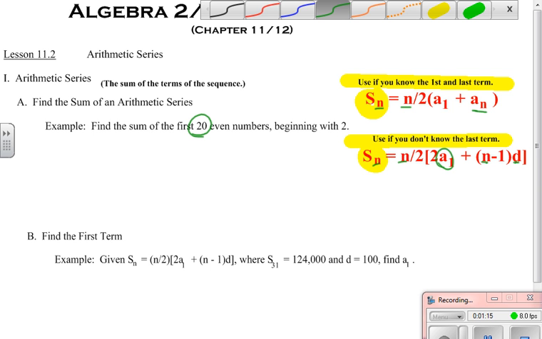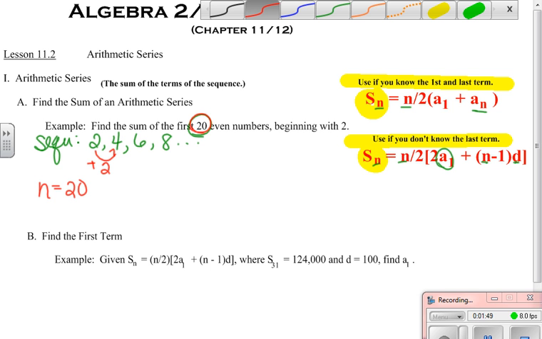So for example, let's find the sum of the first 20 even numbers beginning with 2. So the sequence we're talking about is 2, 4, 6, 8, on down the line. So one of the things that we need to know is what is that common difference, which is positive 2. We are thinking about finding the first 20 numbers, so n is 20.